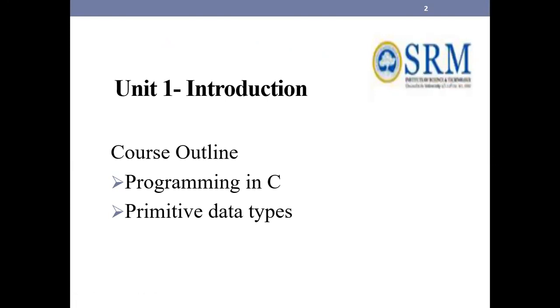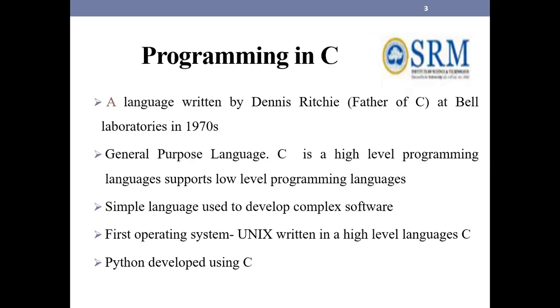First topic, first unit, programming in C and primitive data types. Why do we need the C language? What are the basic data types in C language? So here, programming in C. The language C was developed by Dennis Ritchie. He is the father of C language. He developed it at Bell Laboratories in the 1970s.